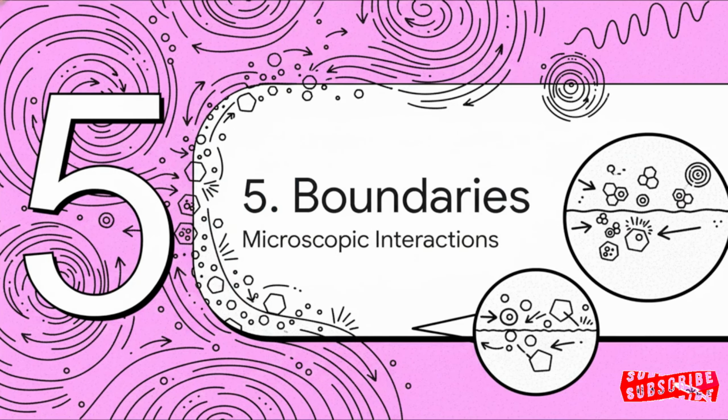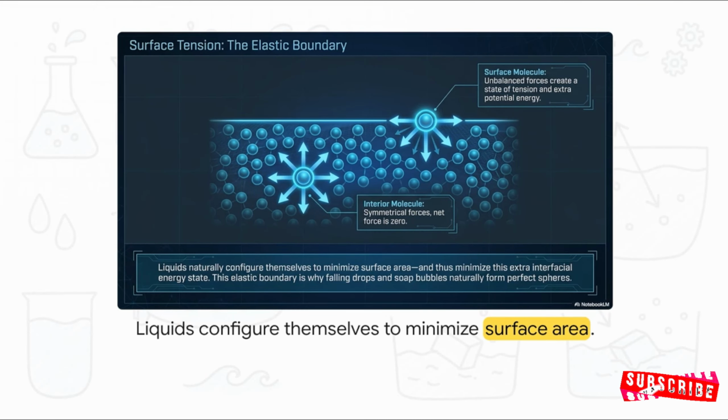Section 5. Boundary interactions. Let's zoom way into the microscopic level. Deep inside a liquid, a molecule is being pulled equally in every single direction by its neighbors. But the molecules right on the surface, they experience unbalanced, entirely inward forces. This creates a tight state of tension and extra potential energy, acting exactly like a stretched elastic boundary.